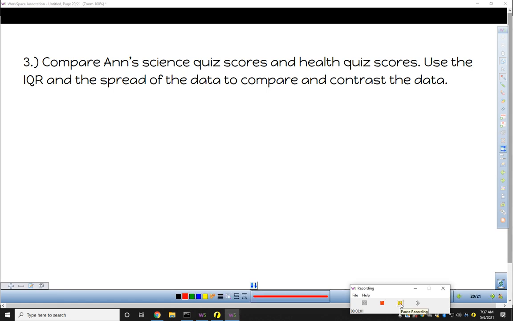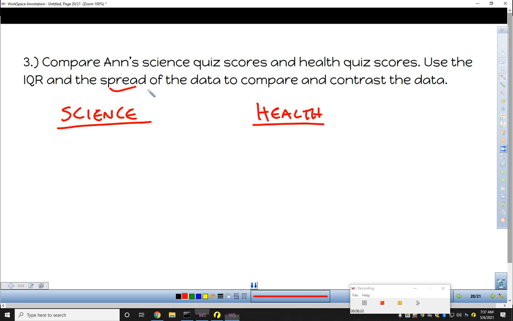So with this last question, we're looking to compare some things from the 2 previous problems. You're going to need to know the IQR of her science and her health scores, as well as the general spread of the data. So you can look at the dot plots, you can look at your box plots, you can look at the IQRs. I would invite you to pause the screen and try to come up with a statement of your own to compare and contrast this data.